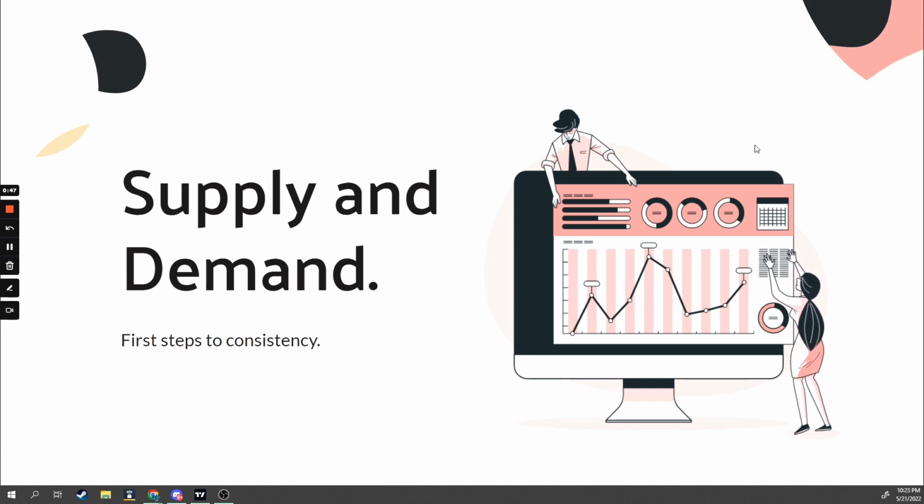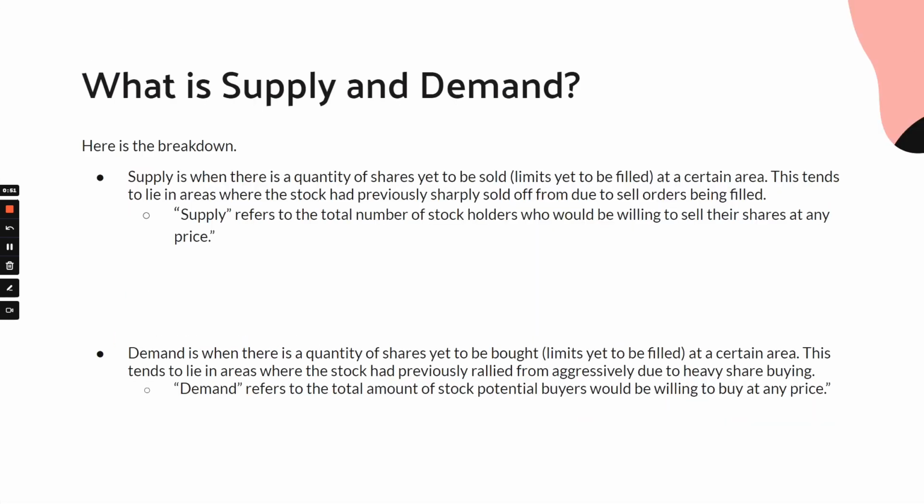So we'll start here. Supply and demand, first steps to consistency. When you're starting out with supply and demand, you need to know what it is at first. Supply refers to the total number of stockholders who would be willing to sell their shares at a certain price. Demand is the same thing, but buyers, where demand refers to the total amount of stock potential buyers would be willing to buy at any price.